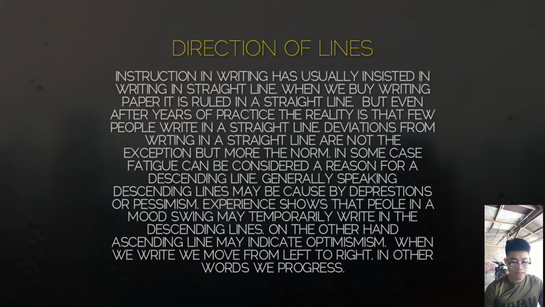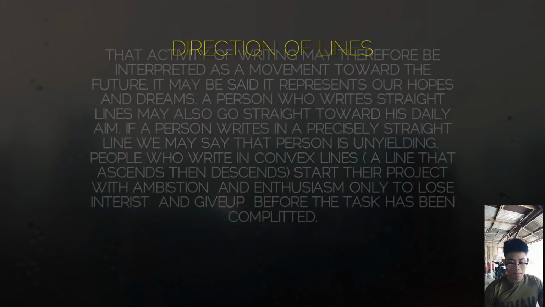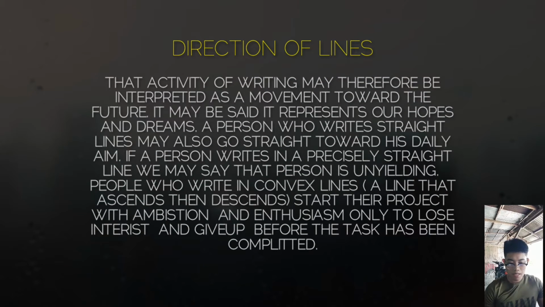On the other hand, an ascending line may indicate optimism. When we write, we move from left to right. In other words, we progress. The activity of writing may therefore be interpreted as a movement toward the future. It may be said it represents our hopes and dreams. A person who writes a straight line may also go straight toward his daily aim.